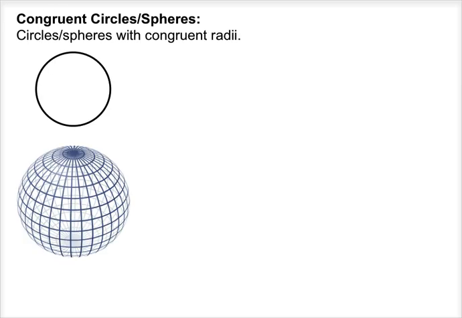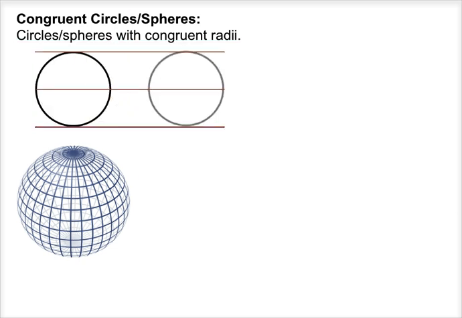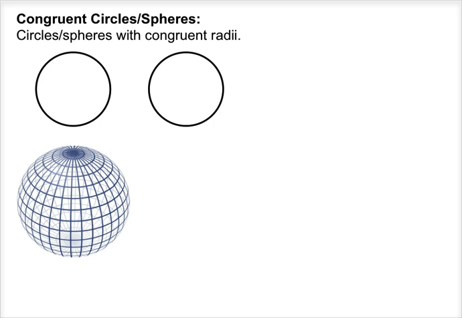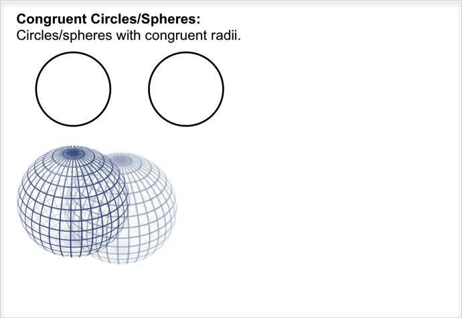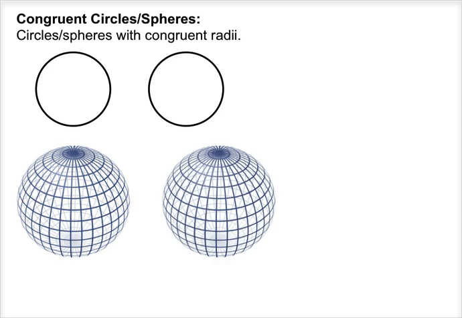Congruent circles and spheres are circles and spheres with congruent radii. We knew before that congruent meant same size and shape. So if I have 2 circles that have the same exact radius, then they're going to be congruent circles because they're the same exact size. And the same thing with a sphere. If you have a second sphere that has the same exact radius as the first one, they're going to be congruent to one another.